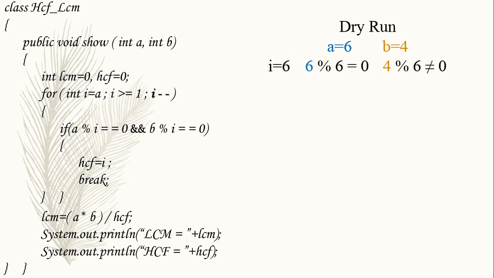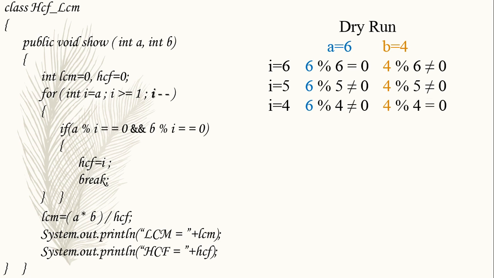So the loop starts with the value of a, that is 6. So now 6 is divisible by 6 but 4 is not divisible by 6. So overall result is false. i is equal to 5. So 6 is not divisible by 5. At the same time 4 is not divisible by 5. So overall result is false. So HCF value won't be initialized.